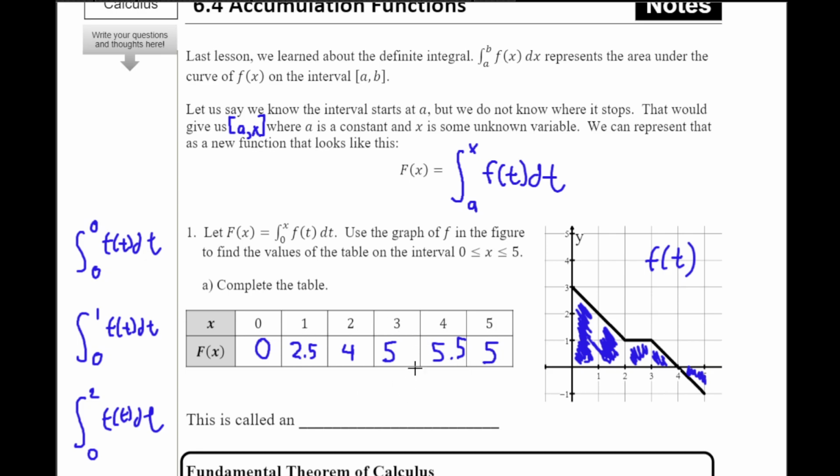If you have any confusion with how we got these values here, please let your teacher know for clarification right now. This is also called an accumulation function.